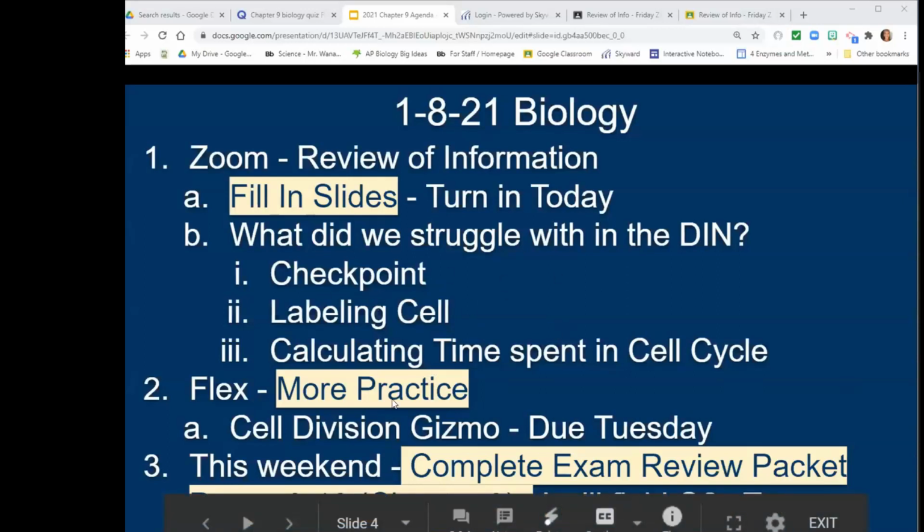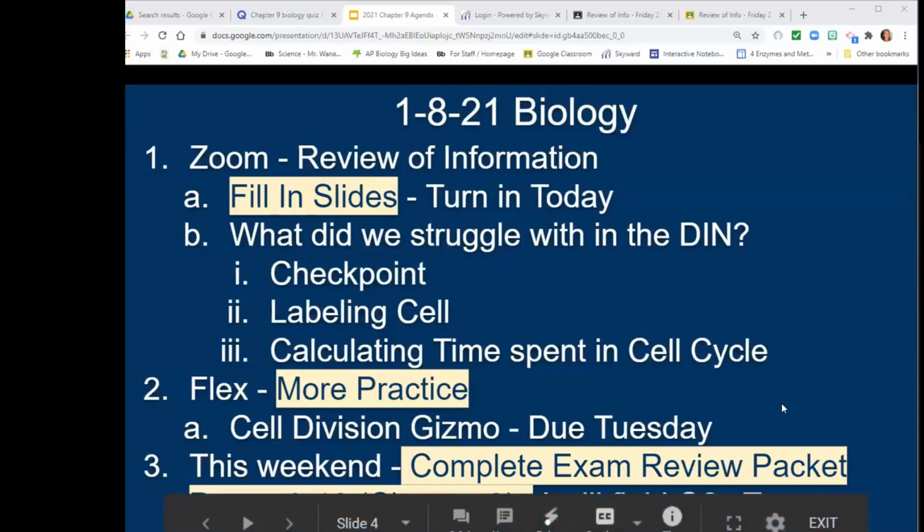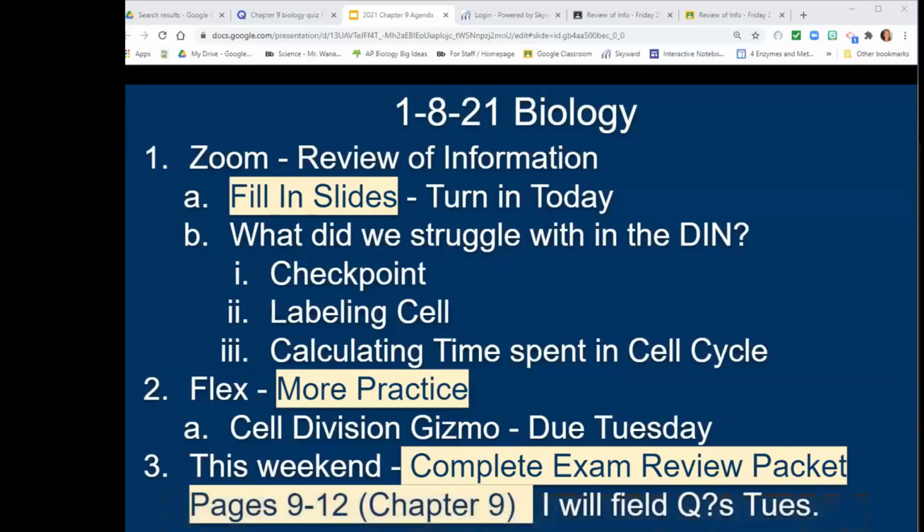Outside of class, we're going to keep practicing with mitosis in the form of a gizmo. So after class, you're going to work on the gizmo, and you should have a good hour and a half to get that done. Let me know if you need your login resent to you.